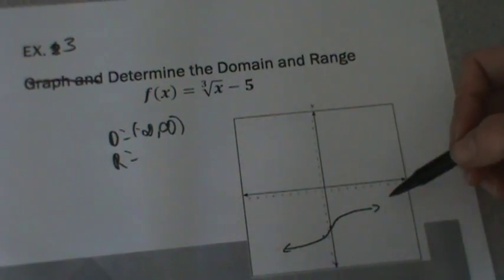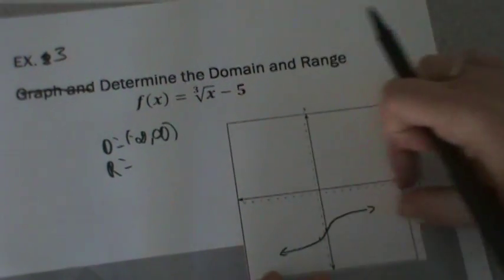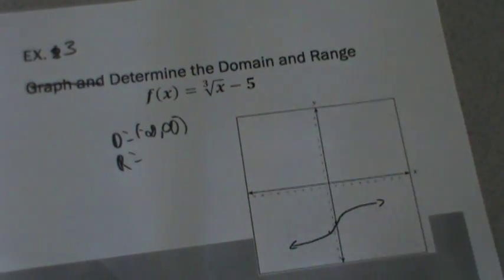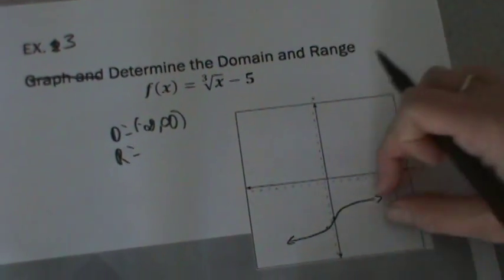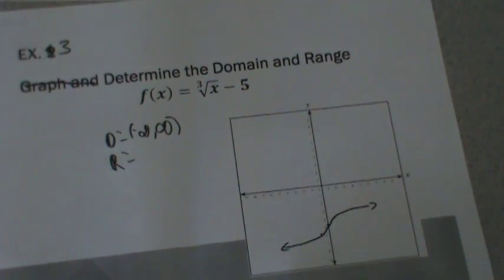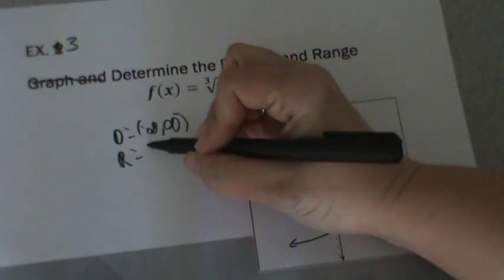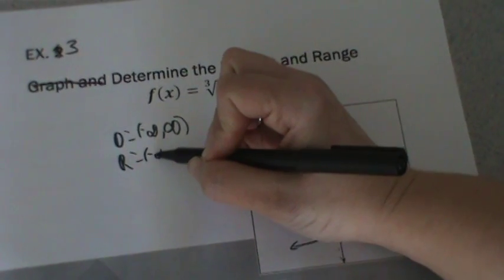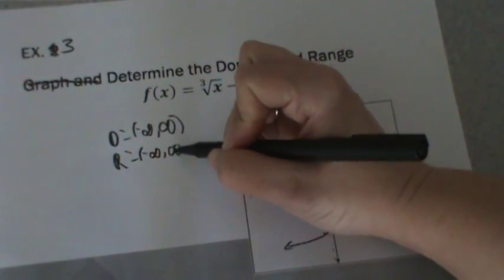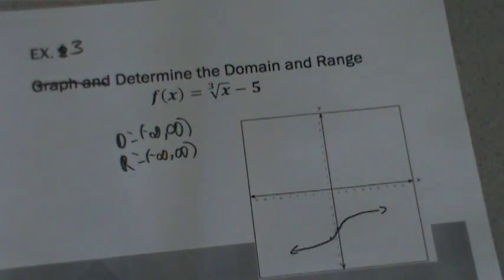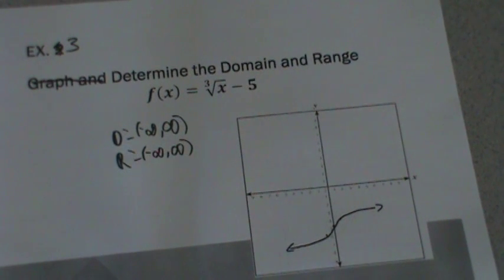My range. These arrows are not flattening out. They're not horizontal. They are slowly growing up and down. So your range also does not have a beginning or end. It would also be negative infinity to infinity. And that's domain and range on 3 different types of graphs.